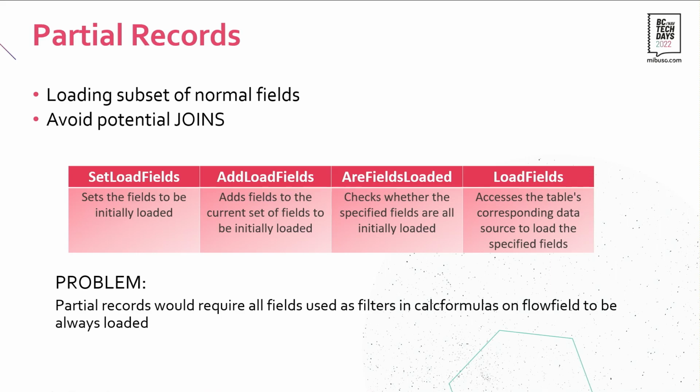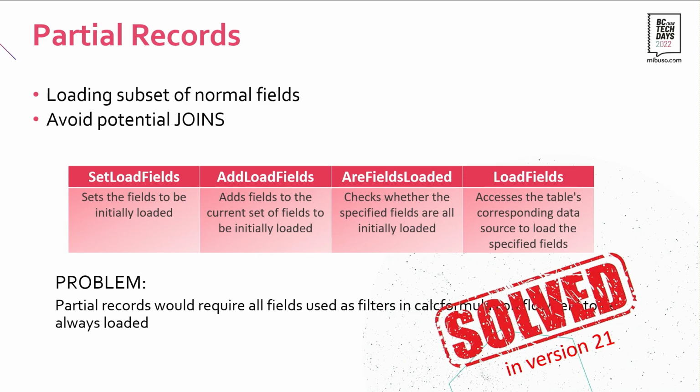There was one particular problem with partial records. It would require all fields that are used as filters in calc formulas or flow fields to be always loaded. Meaning, even if we have in our table extension some flow fields, and even if we don't want any of those fields, partial records still will be doing a join. And because of that, we will lose a lot of performance benefits that we could gain. But fortunately, this is solved in version 21, so the partial records would be even better.